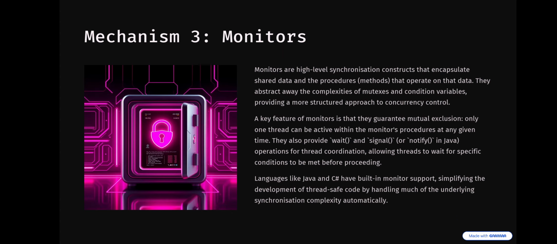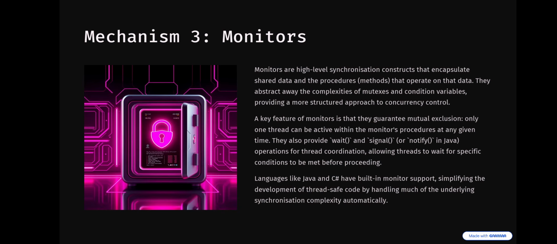Monitors. Monitors are high-level synchronization constructs that encapsulate shared data and procedures, methods that operate on the data. They abstract away the complexity of mutexes and condition variables, providing a more structured approach to concurrency control. A key feature of monitors is that they guarantee mutual exclusion. Only one thread can be active within the monitor procedure at any given time.